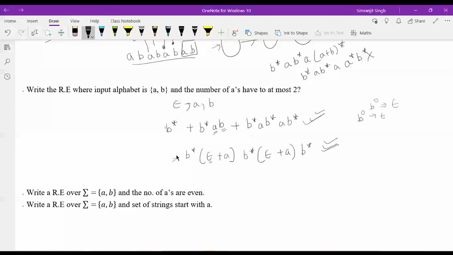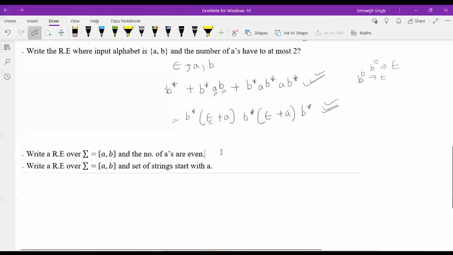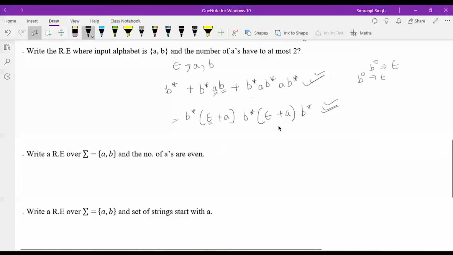Okay, so now that we forgot about the length, now we are talking about that the number of a's should be even. Okay, so just try how will you design that thing. Just post it if you got it.